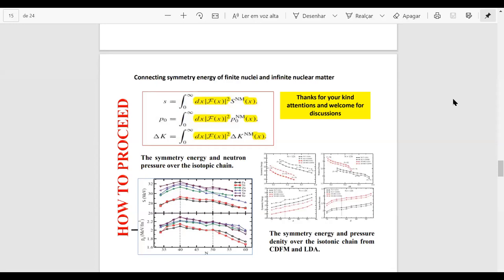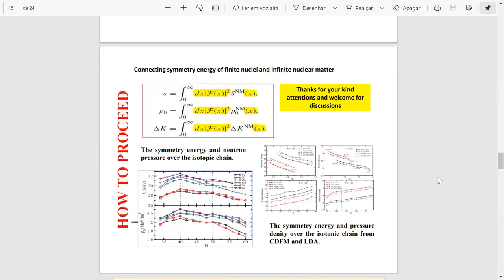The first attempt is that we introduce the relativistic mean field, and we follow the procedure of CDFM and LDA to convert the symmetry energy of infinite nuclear matter to the local density. Then we calculate the symmetry energy, pressure density, and compressibility of the finite nuclei. More interestingly, in the first figure, the upper panel shows the symmetry energy and the lower panel the pressure density. At magic nuclei, a peak appears around 30 and 50 for the calcium, nickel, zirconium, all the nuclei.